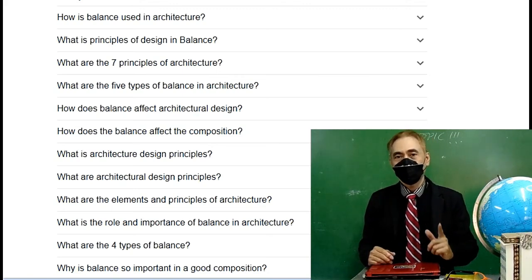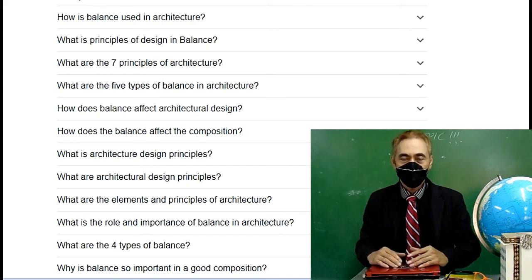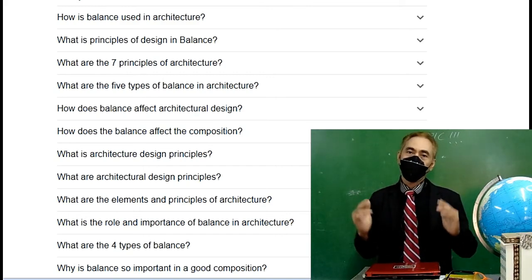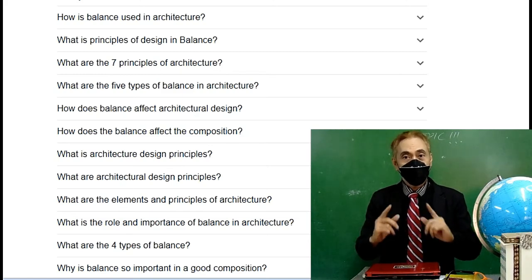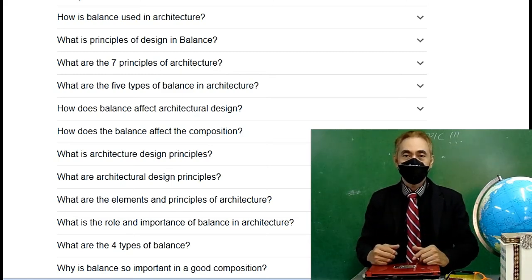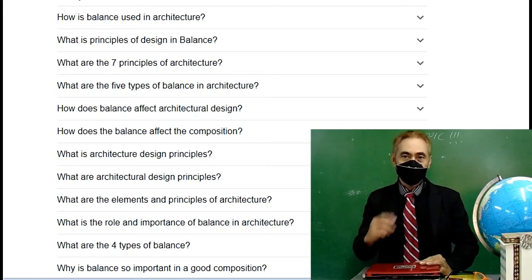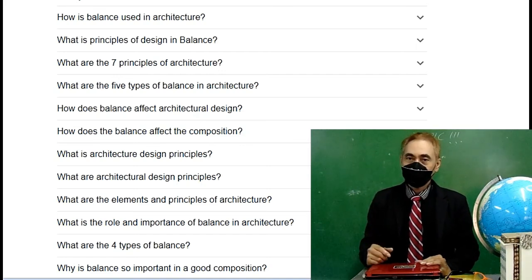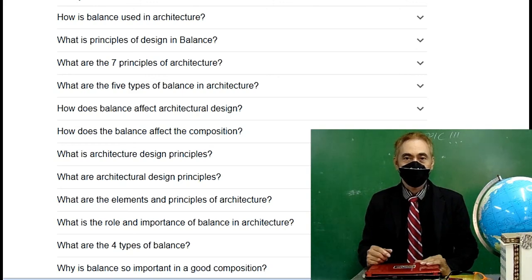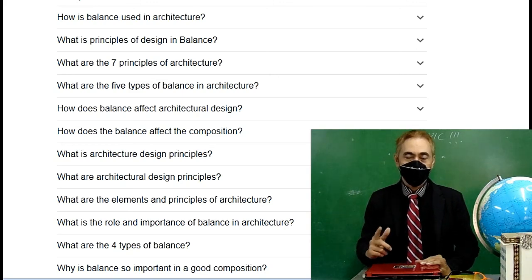So these two have the same meaning. Okay, so just delete the first one. Just answer the second one. What are the architectural design principles? What are the elements of the principles of architecture? What is the role and importance of balance in architecture? This is a good question guys. What is the role and importance of balance in architecture?